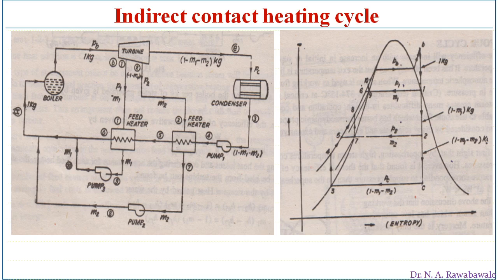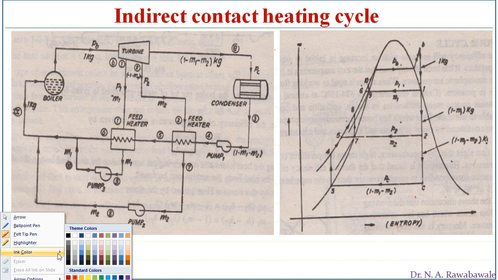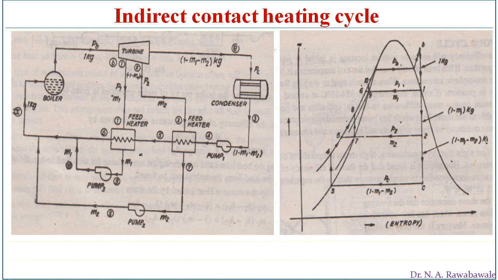So in the previous class, one more thing we discussed was the direct contact heating cycle. What was this direct contact heating cycle? There were heaters provided, and the heaters which were provided were direct contact. So here the condensate and the steam were going to mix with each other.